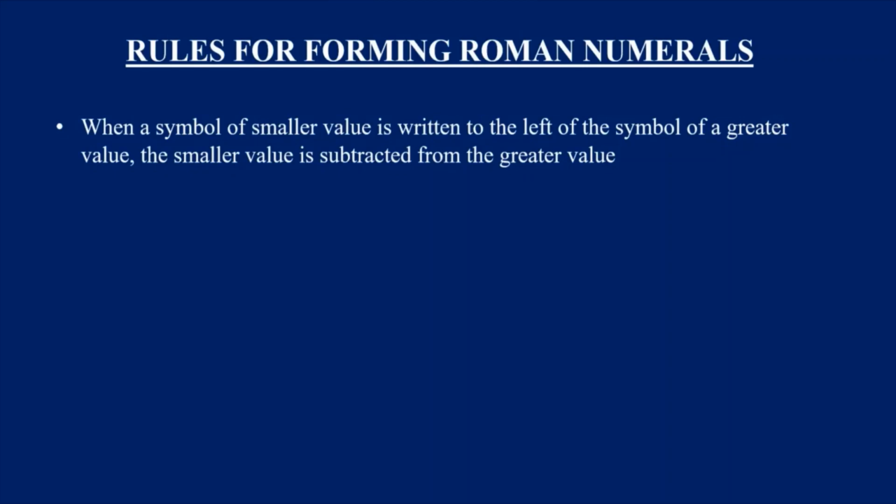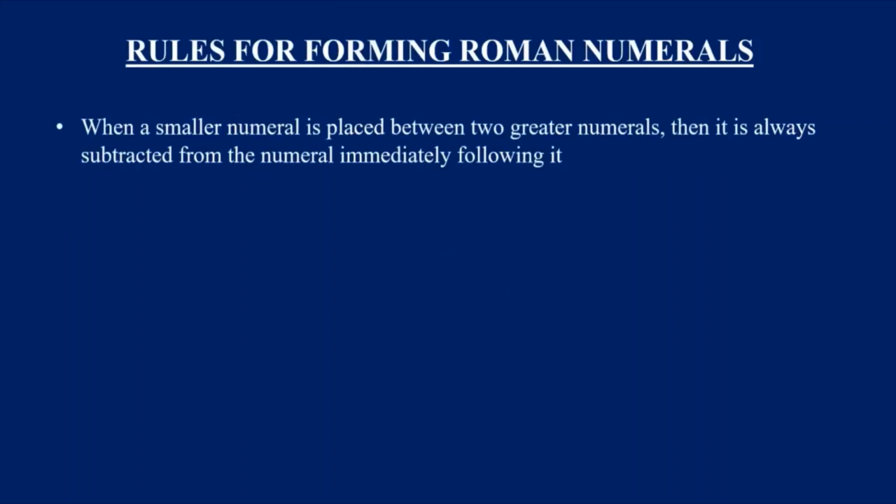The third rule: when a symbol of smaller value is written to the left of the symbol of a greater value, the smaller value is subtracted from the greater value. Example, IV. Here V is 5 and the value of I is 1. So 5 minus 1 is 4. So IV is equal to 4. XL. Here X is 10 and L is 50. So 50 minus 10. So XL is 40. XC. Again C is 100, which is the greater value, and X is 10. So 100 minus 10 is 90. So XC is 90. I hope you understood, children.